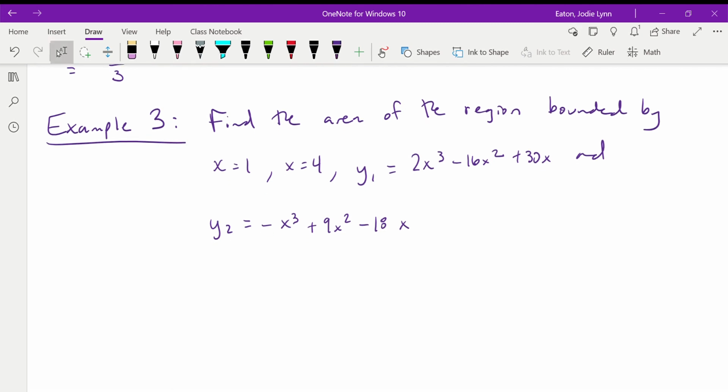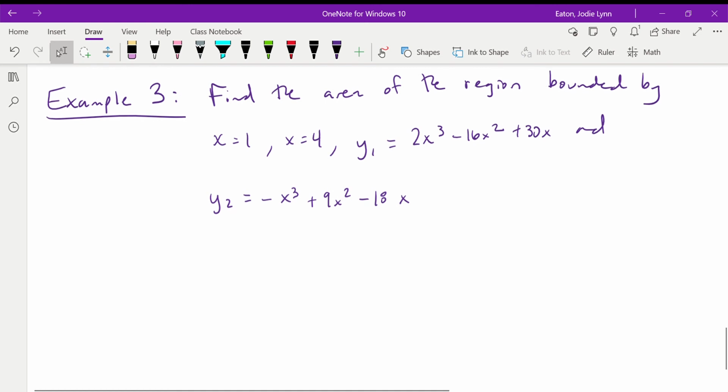Okay, so let's take a look. We've got two lovely cubic functions. And we want the area of the region bounded by x equals 1, x equals 4. So we know ultimately we're integrating from x equals 1 to 4. But we need to know about points of intersection, where these intersect, which one is greater. We need to know a little bit more about this situation.